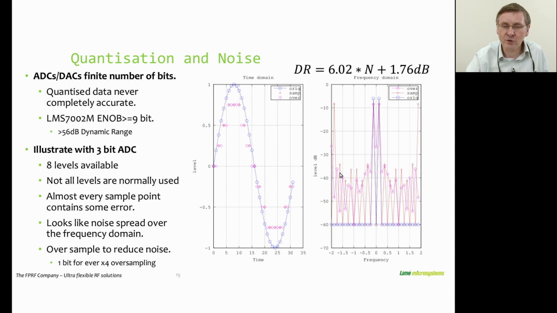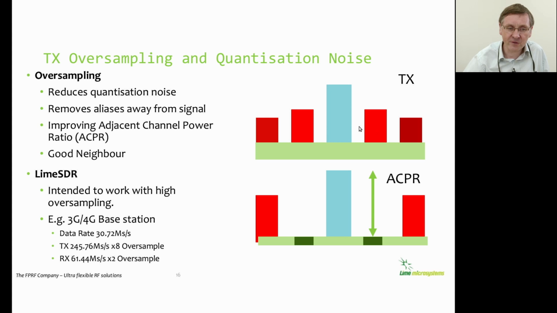And this error looks like noise when you look at this in the frequency domain. So the larger the number of bits, the better the signal-to-noise ratio of the final signal is. Typically with a 9-bit ENOB we get 56 dB dynamic range, and with oversampling we can increase that further.